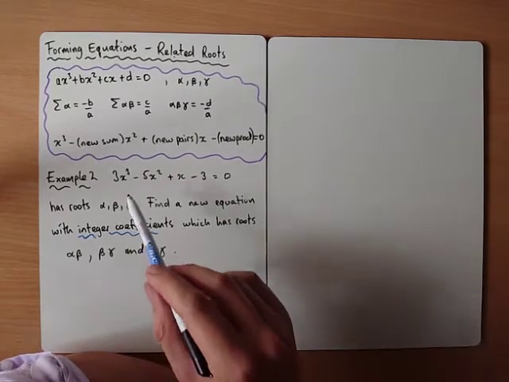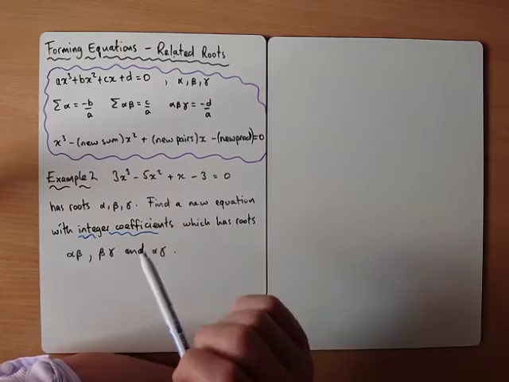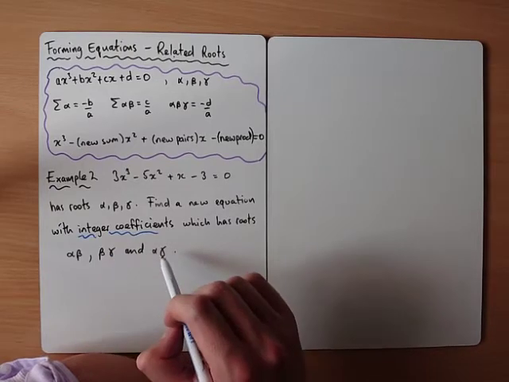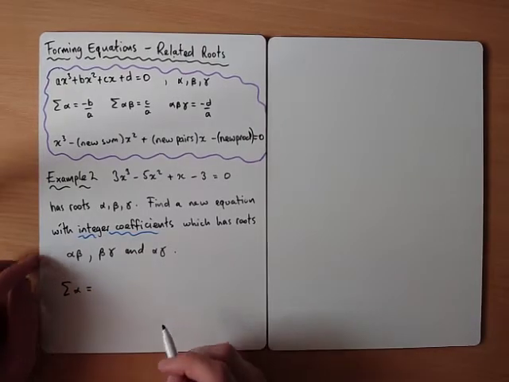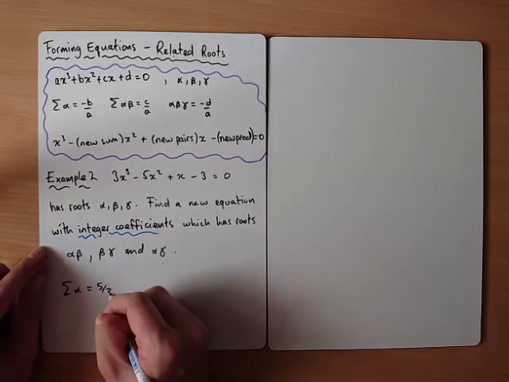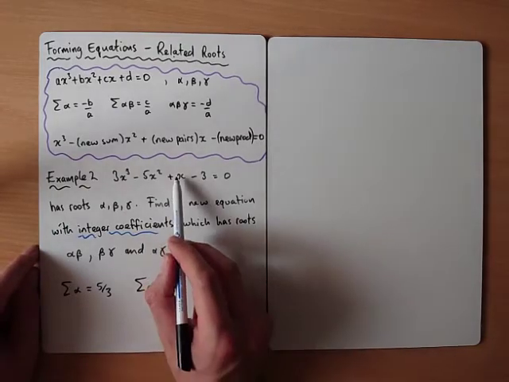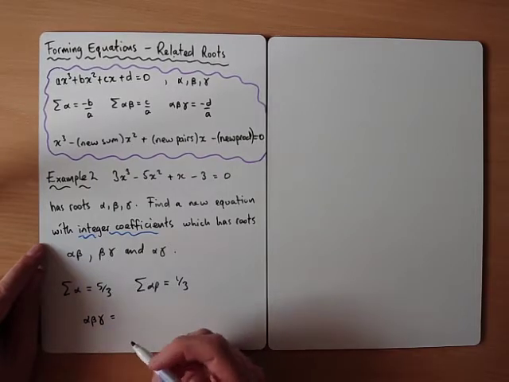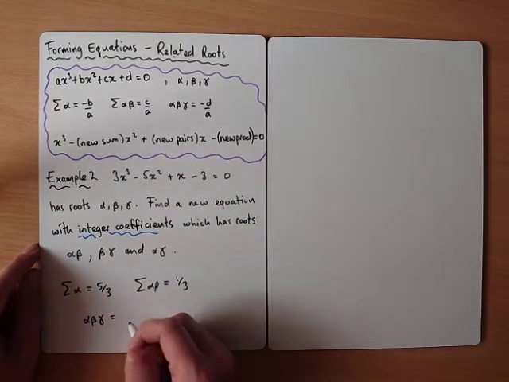Example 2, we've got 3x cubed minus 5x squared plus x minus 3. And again, we want to form a new equation with integer coefficients, and the roots for this one are going to be alpha, beta, beta, gamma, and alpha, gamma. So let's start by thinking about the sum of our roots, which would be minus b over a. So that would become 5 over 3. Our pairs, which would be c over a, so that would be 1 over 3. And our product would be minus d over a, so that would be minus 3 over 3.